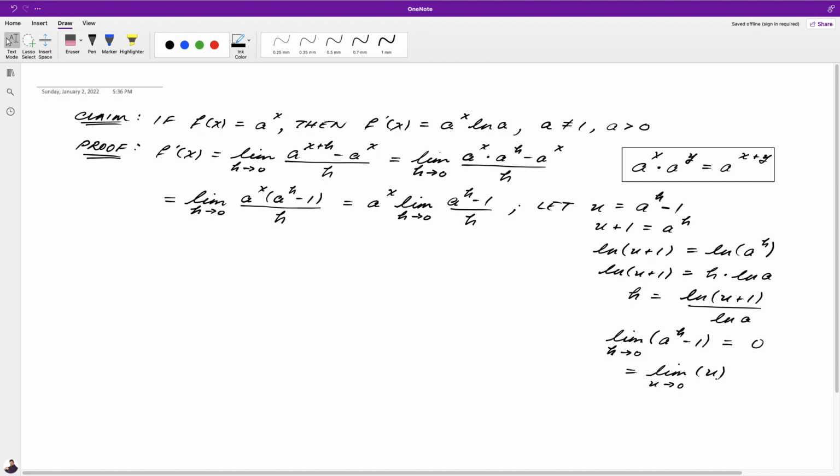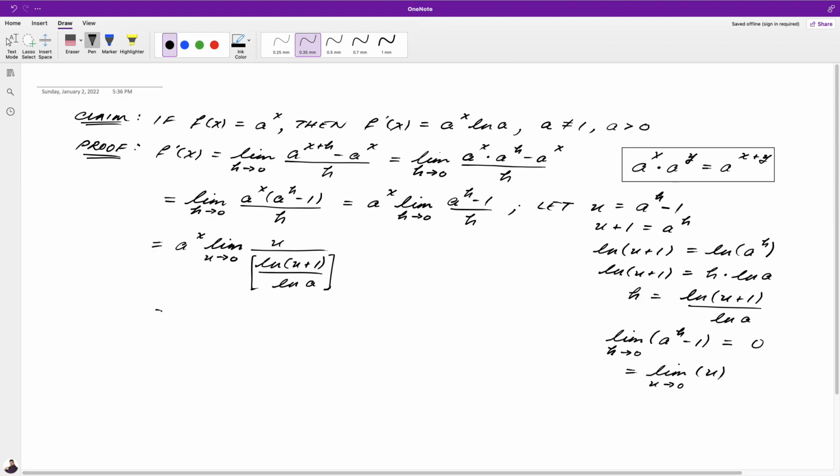Okay, good. Let's go ahead and go back here. We have a to the x. Now we're going to choose to use the limit as u trends to 0 of, replacing a to the h minus 1 with what we know it is, u, and then replacing h with this, and that's going to be the natural log of u plus 1 over the natural log of a. Put some brackets around that there.